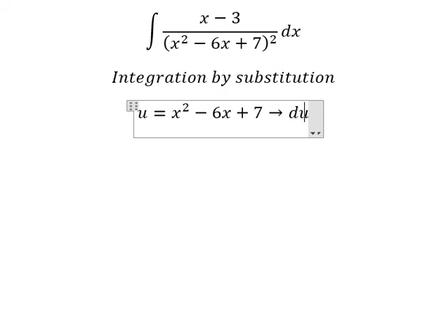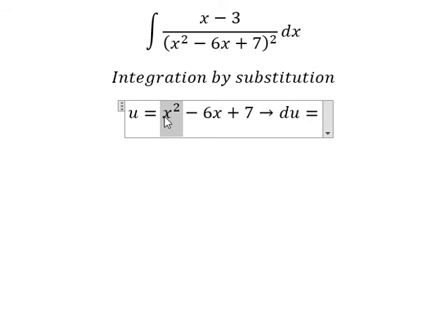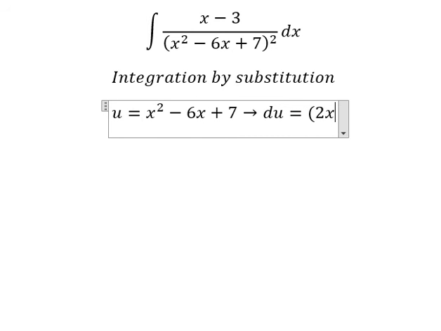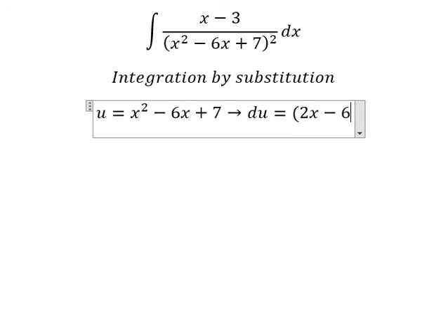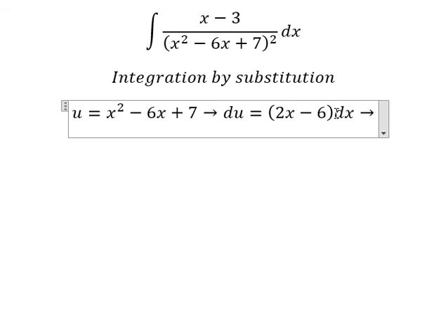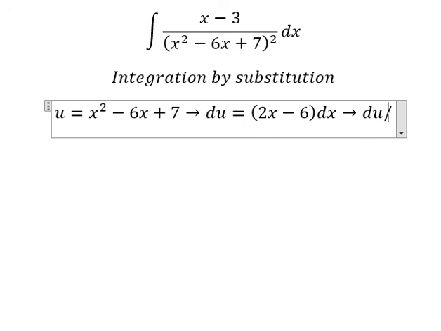Later we take the first derivative for both sides. First derivative of x squared. We have to ask, first derivative of x, we have number 1. So we have negative number 6. Later we divide both sides by number 2.